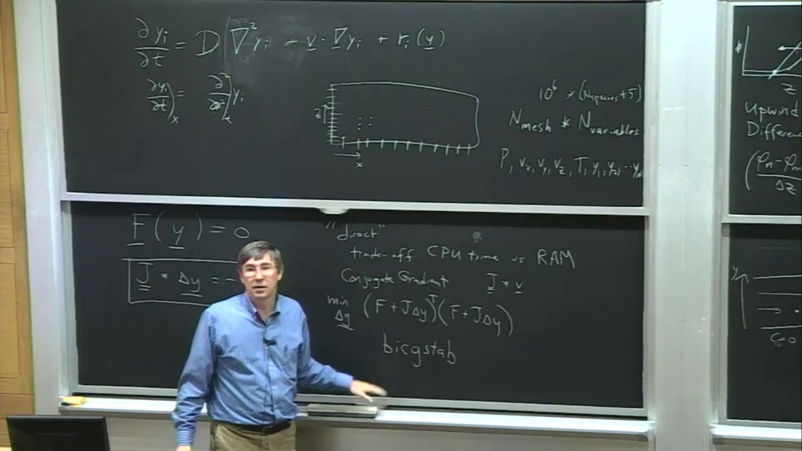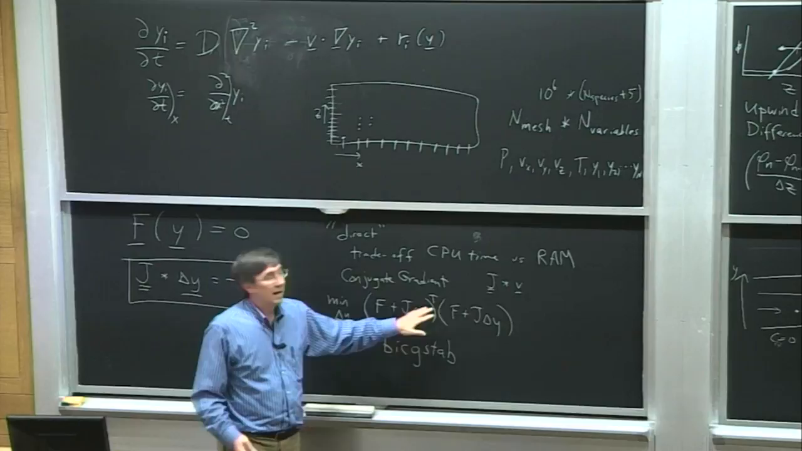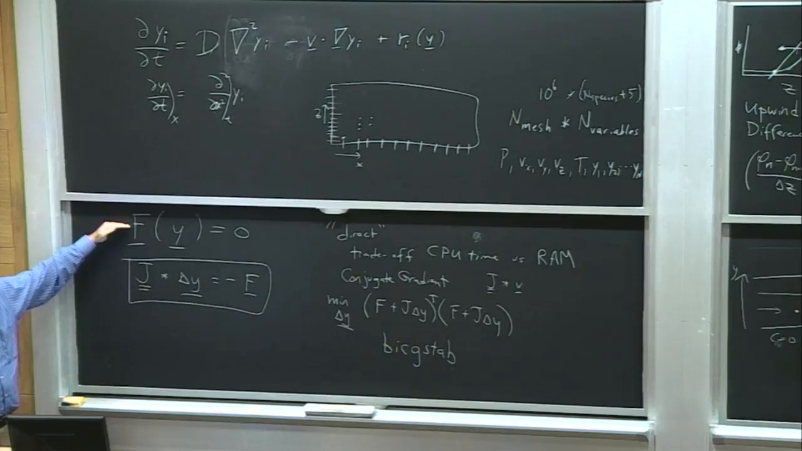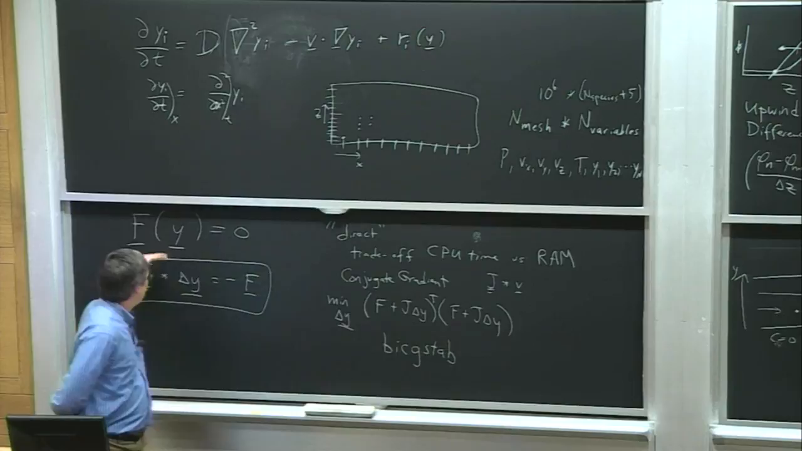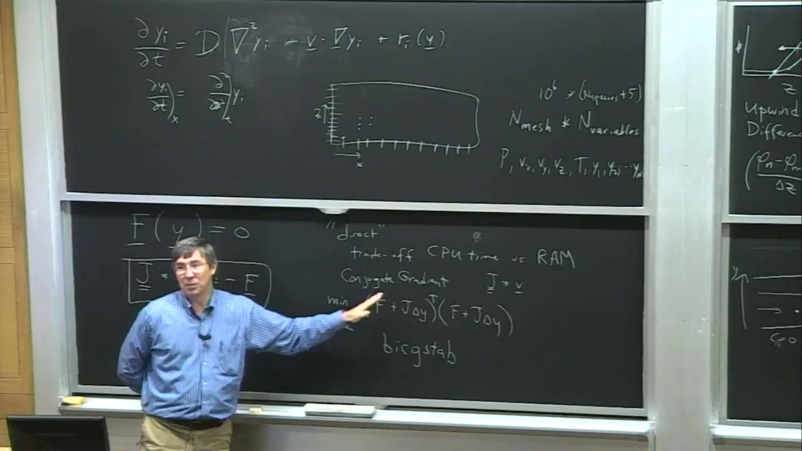This is a method for doing this. Now it's iterative. Let's remember what we're doing. We're trying to solve this problem. We started with a guess. We're going to break it up into an iterative problem like this, where we do some steps, delta y. This is now an iterative procedure to compute delta y. So we have an iterative procedure and another iterative procedure inside the first one. Okay, so this is going to be a lot more CPU time. So just to warn you, okay?